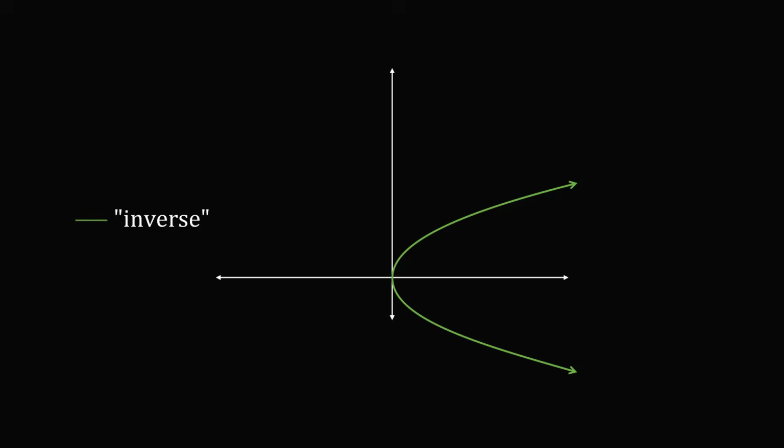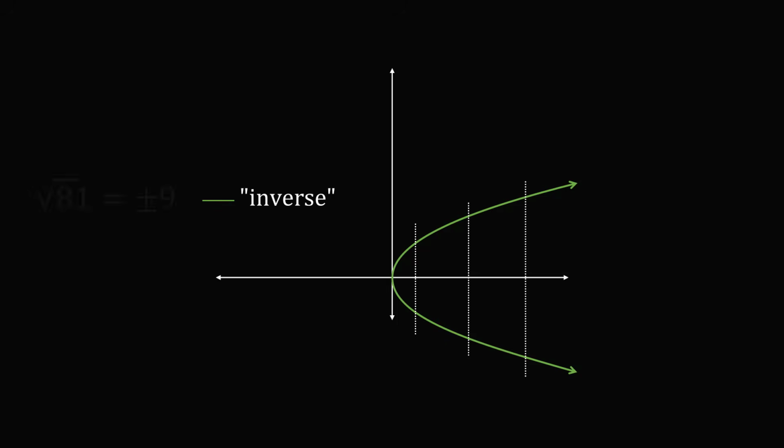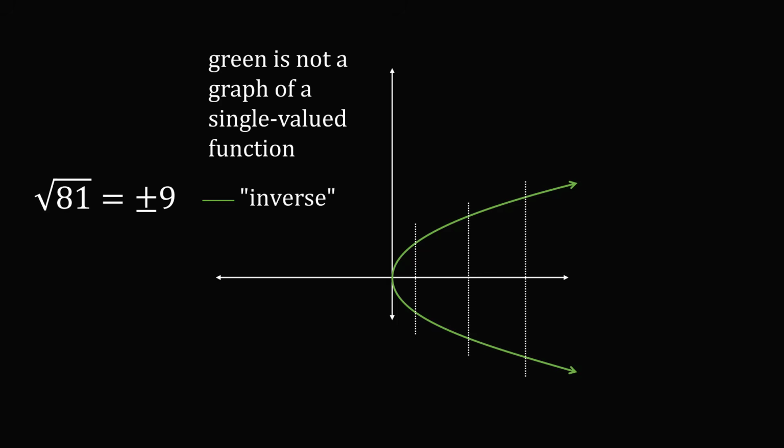But let's examine this function. Could it possibly be a single-valued inverse function? Well, a single-valued function would have to pass the vertical line test, which means every single input x would only give one value y. But this green graph does not pass the vertical line test. If we say that the square root of 81 is equal to plus and minus 9, then this green graph will not be the graph of a single valued function. So we somehow need to fix this.